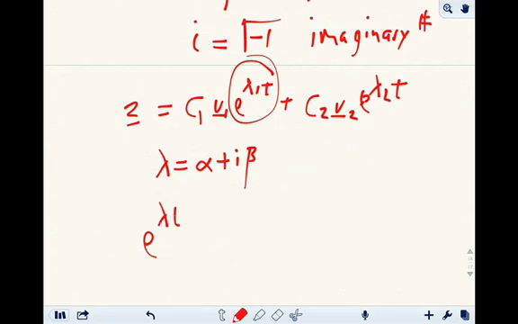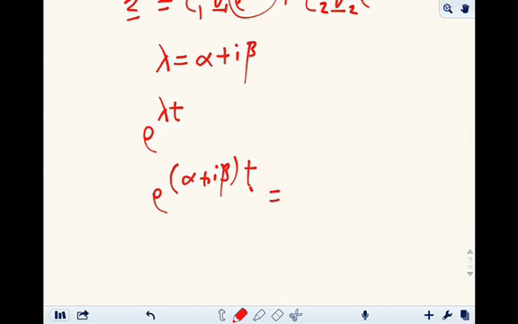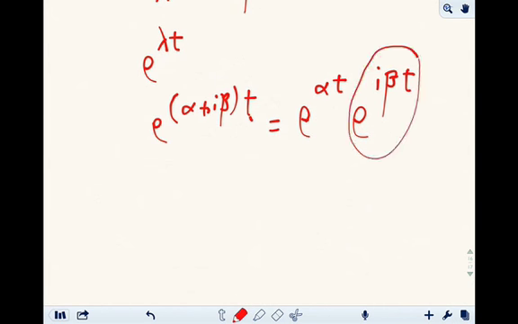What does e to the lambda t look like if lambda is complex? Well, it looks like e to the alpha plus i beta times t. If you're comfortable with exponents, this is equal to e to the alpha t, e to the i beta t. This first part is e raised to a real exponent times time. And the second part, e raised to a complex exponent, a complex part times time. Now this can be expanded using what's called Euler's formula.